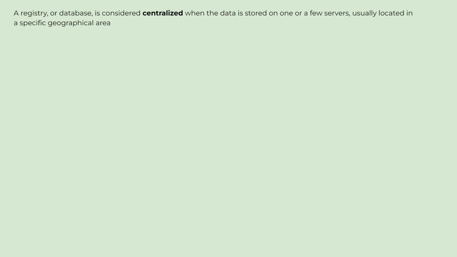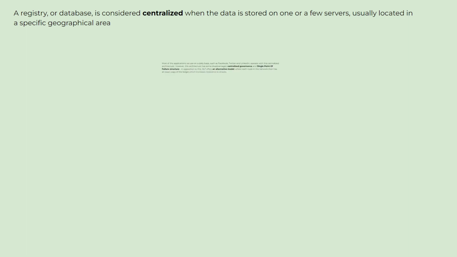To better understand this technology, we'll start by defining what centralized registries are. A registry, or database, is considered centralized when the data is stored on one or a few servers, usually located in a specific geographical area. In a typical configuration of a centralized registry-based system, the database is hosted on a central node or server. Peripheral nodes can access it, but are not allowed to modify it.